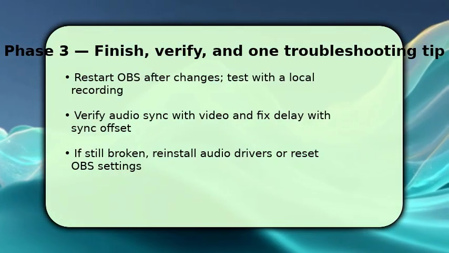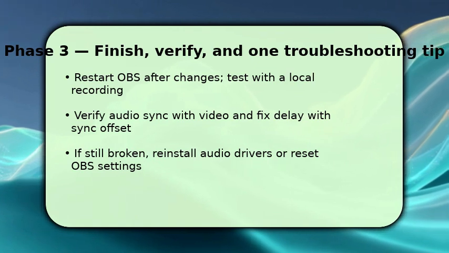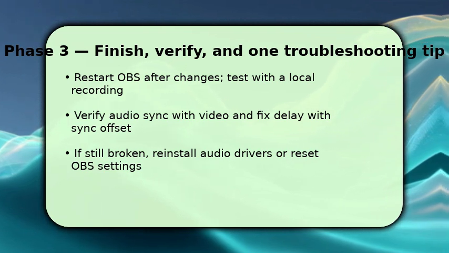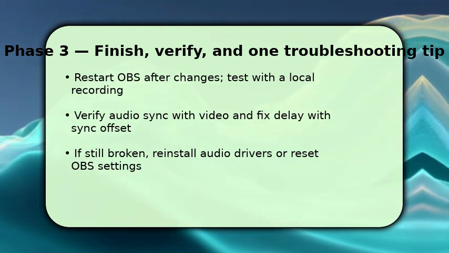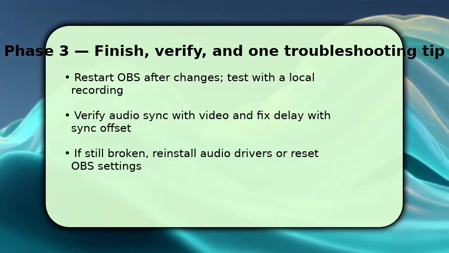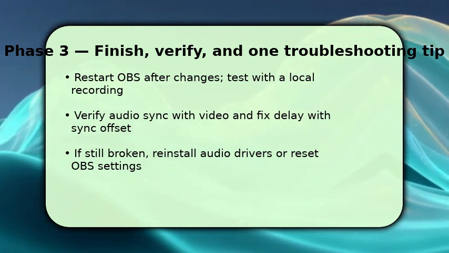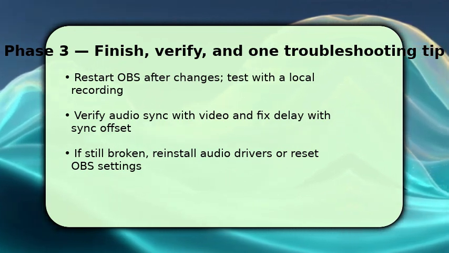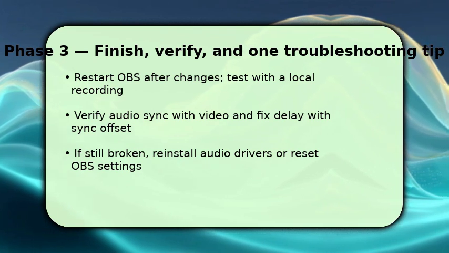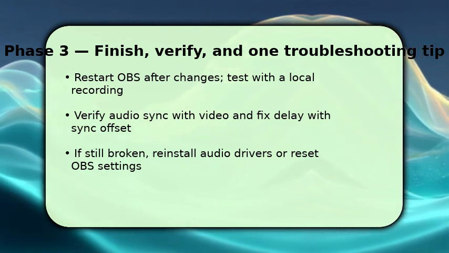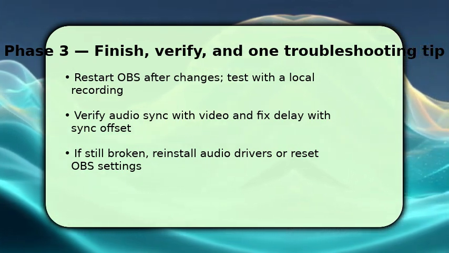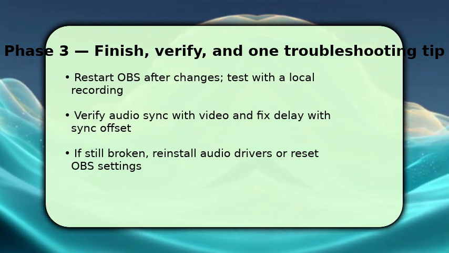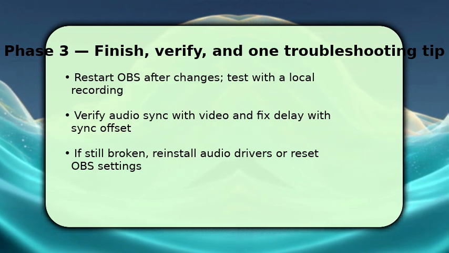To finish, you perform final checks and a controlled restart so changes take effect. Stop streaming, restart OBS, and run a short local recording to confirm levels, monitor behavior, and sync with video. Adjust sync offset if audio leads or lags. Make sure plugins or virtual audio cables aren't stealing audio. Disable them temporarily. If problems remain, reinstall or update your audio drivers, or reset OBS settings as a last resort. This often clears corrupted configs and restores the mixer to proper operation.